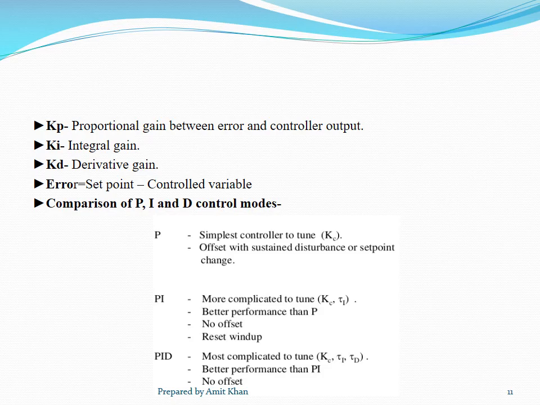Now if we compare P, I and D control modes, we get that P is the simplest controller to tune, but has offset with sustained disturbance or set point change. But PI is more complicated to tune than P or proportional controller. It has better performance than proportional controller, but PI, meaning proportional integral controller, has no offset. It is the main advantage of PI controller. And PID is the most complicated controller to tune, but it has better performance than PI and obviously P controller, and it also has no offset.